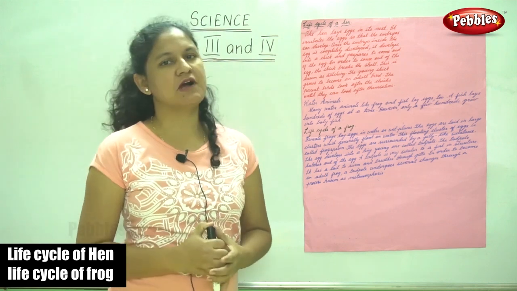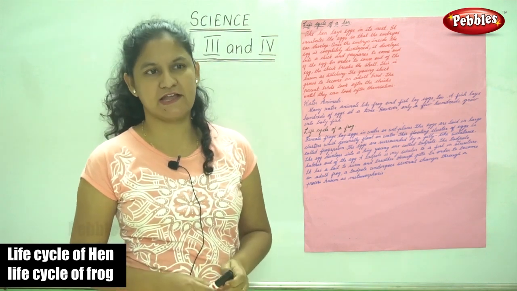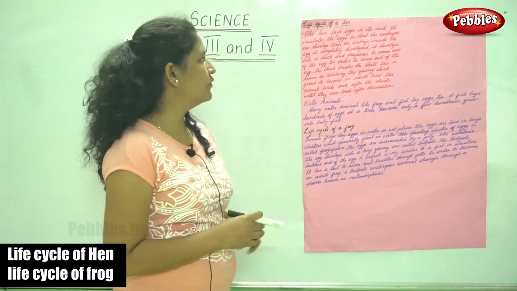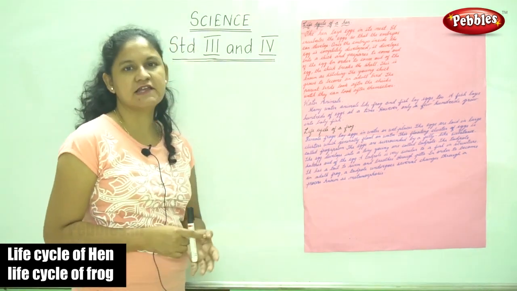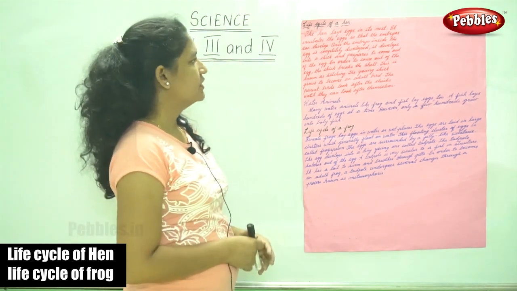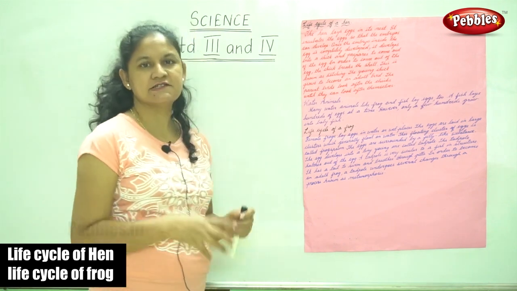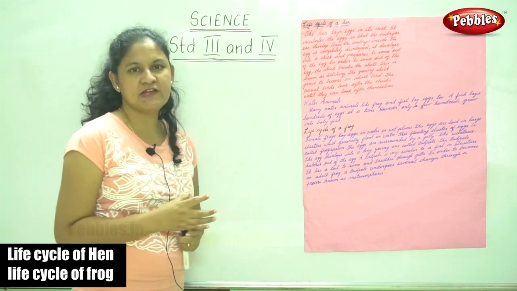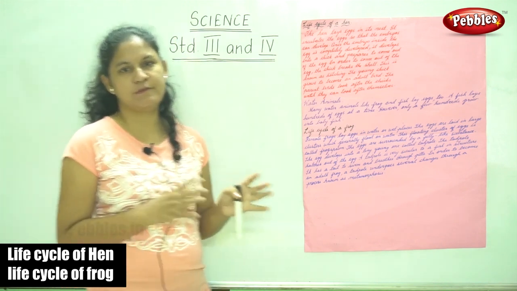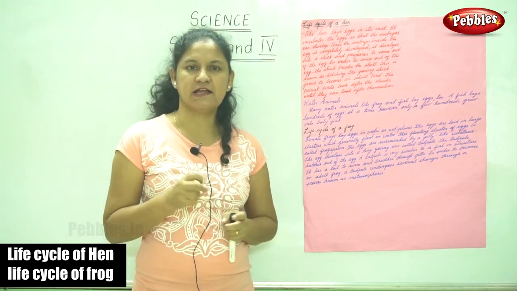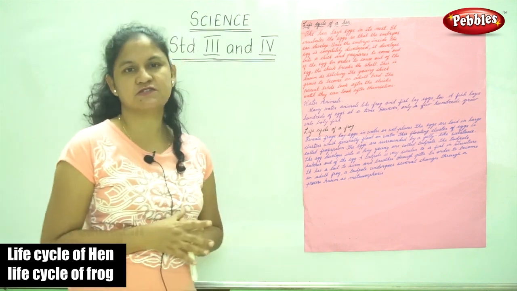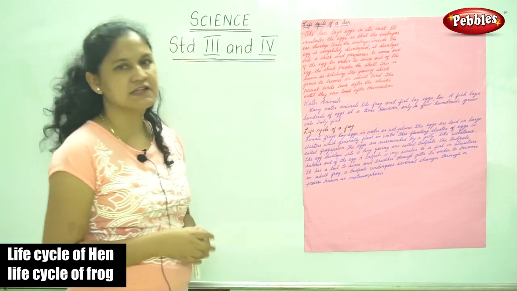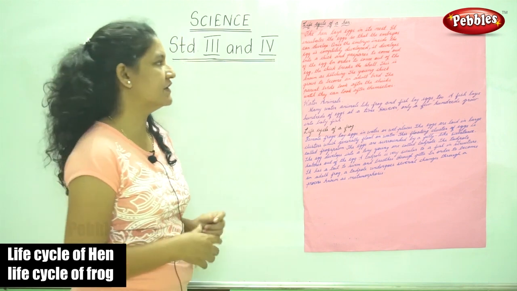So we were talking about the birds, that is the egg-laying birds, and the structure of an egg. Now we are going to see the life cycle of a hen. So the hen lays its eggs in its nest and it incubates the egg, that is, either one parent sits on the egg and keeps it warm. This process is known as incubation. So it incubates the egg so that the embryo can develop.